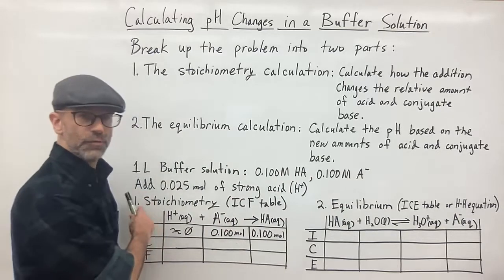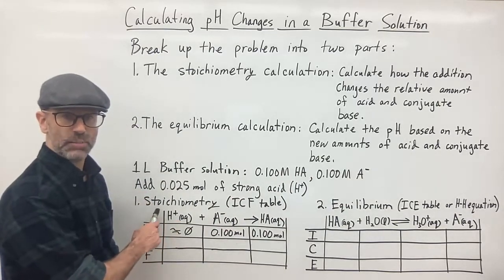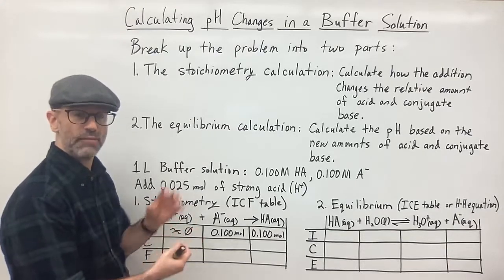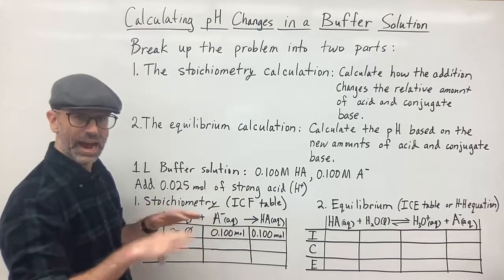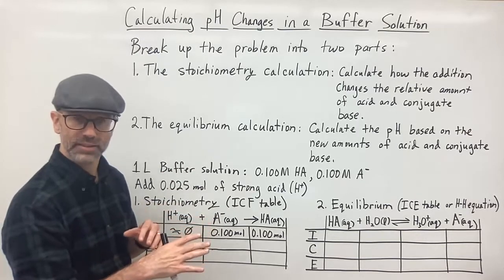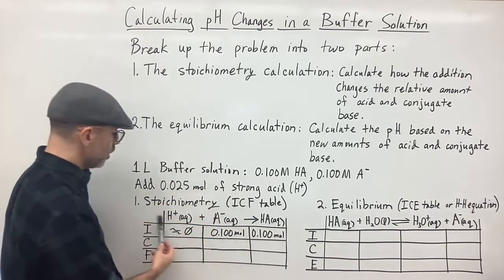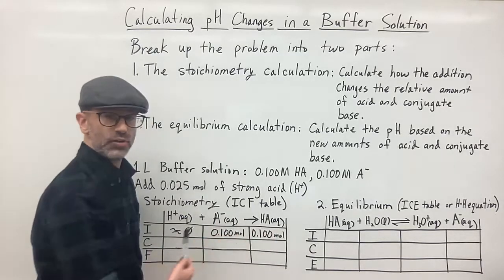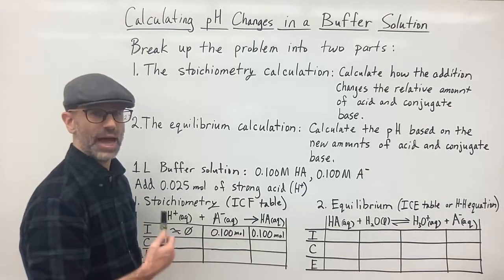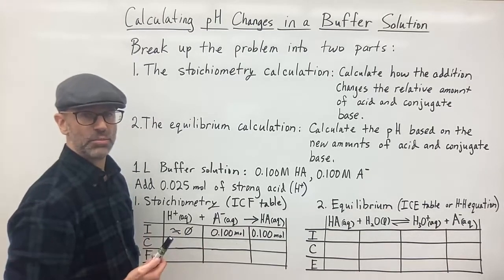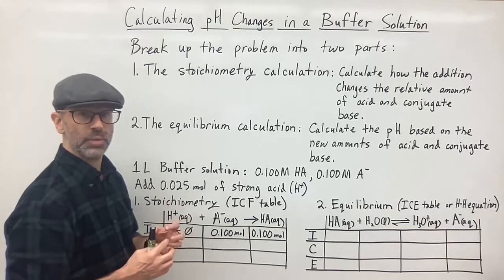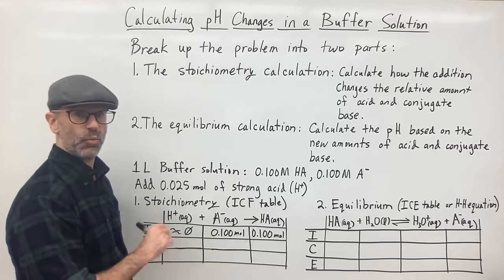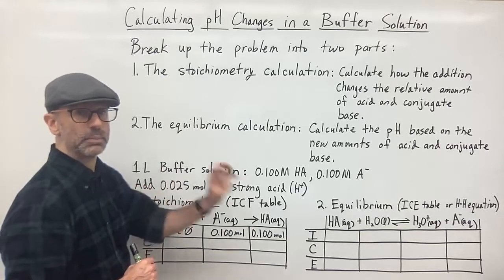So the first part you want to do is the stoichiometry part to figure out how much of each of the species you have, your acid and your conjugate base, after the acid has completely reacted. So for the first part, you're going to do the stoichiometry problem. And here we're going to do what is called an ICF table, not an ICE table. So remember, ICE tables are only for equilibrium problems. This is not an equilibrium problem. This is a stoichiometry problem where you got something that's going to react completely.